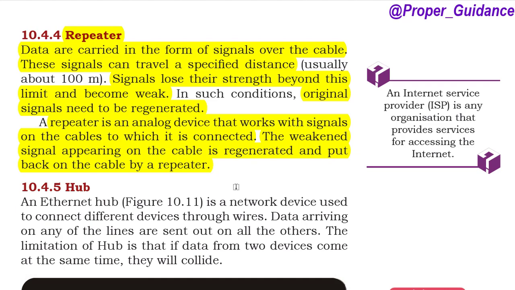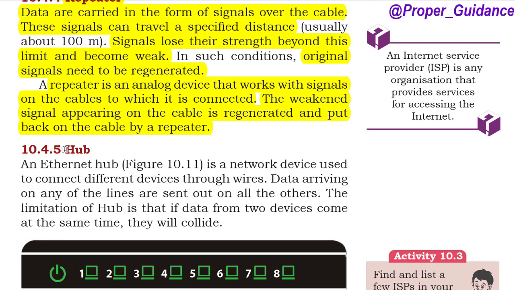What is the job actually done by a repeater? Actually, a repeater boosts the signal. The required signal is being boosted by the repeater, because data are carried in the form of signals over the cable. When it travels a specified distance, usually about 100 meters, signals lose their strength. It may be weakened, and when it is weakened, you cannot get the actual signal, right? Then we have to regenerate it properly, so that exactly that particular signal is received. For that reason we use a repeater. Clear? Okay. Next we will learn about hub.